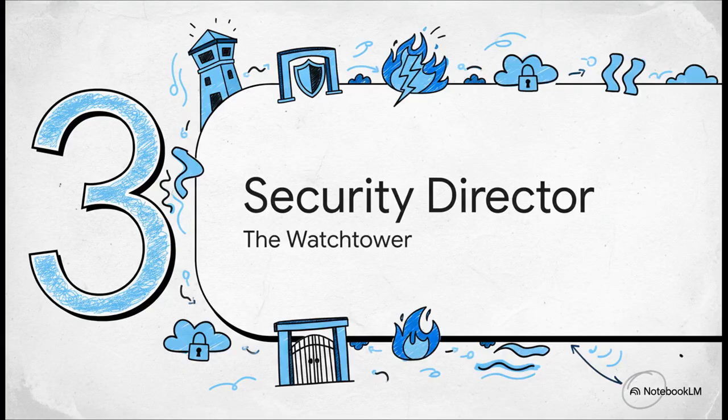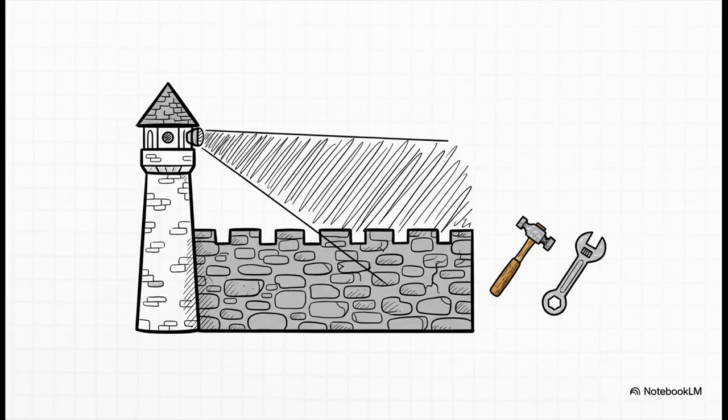Okay, so we have our gatekeeper and we have our heavy shield. Our fortress is pretty well defended from outside attacks. But what if there are weaknesses inside the walls? For that, we need a watchtower, a proactive security director for our entire network. And this is a really crucial shift in mindset, right? We're moving from just reacting to attacks to proactively managing our security.